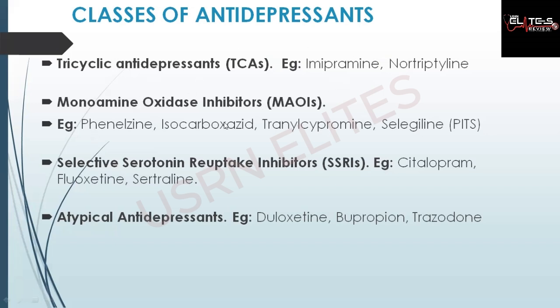We have monoamine oxidase inhibitors, MAOIs. For those, we have phenelzine, isocarboxazid, and tranylcypromine. We've designed a nice way to keep them. We have phenelzine, isocarboxazid, tranylcypromine, and selegiline. This one, the NCLEX likes it a lot. Tranylcypromine and selegiline.